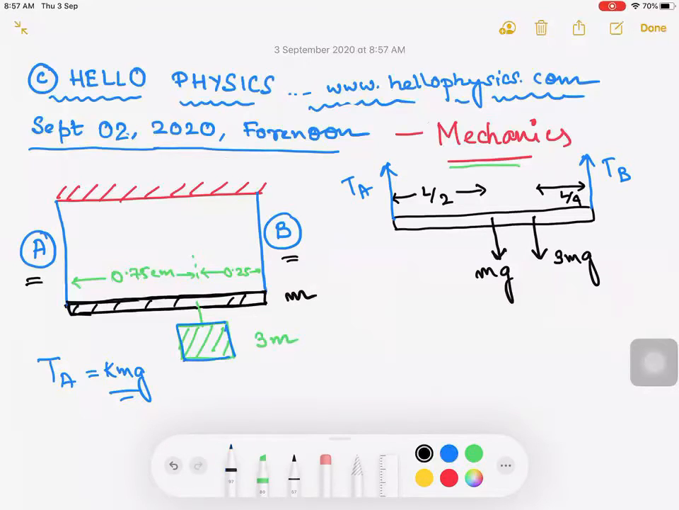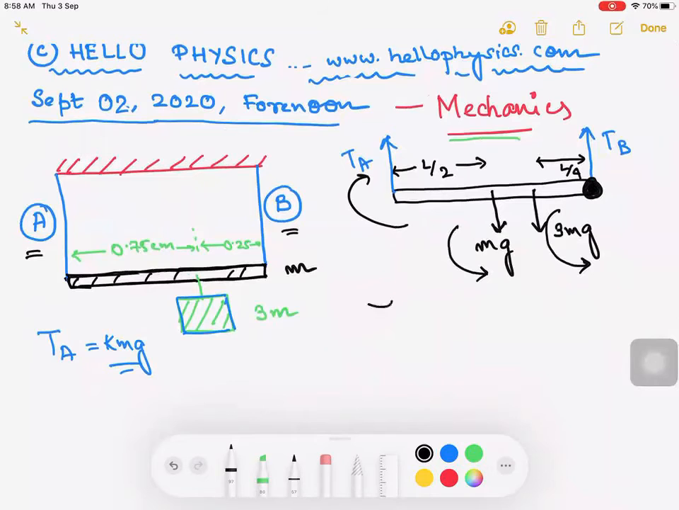For that, take the moments about this point, about this edge that I have darkened. So TB would not have any moment about this. Of course, mg, the small mg, would try to rotate the rod in this direction, 3mg in the similar direction, and TA in the opposite direction. So TA is the balancing force or the balancing moment provider over here.